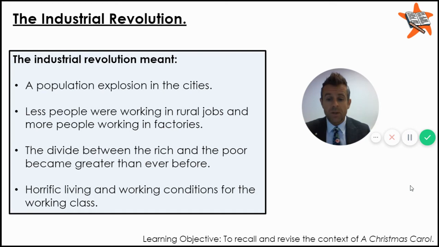The divide between the rich and the poor became greater than ever before. You had people who were working for factory owners who were getting paid very little wage, barely a living wage, and then you had the very, very rich and wealthy, and that gap was bigger than ever, and that's what Dickens really despised. And finally, there were horrific living and working conditions for the working class because of the Industrial Revolution. So that's why Dickens was so against some of the things that happened during this time.